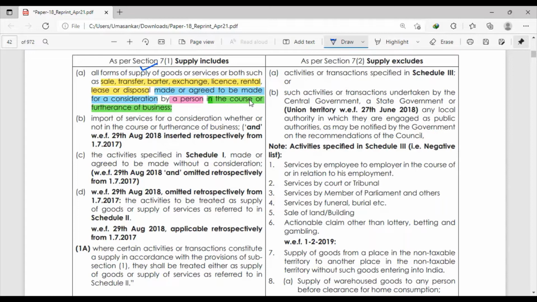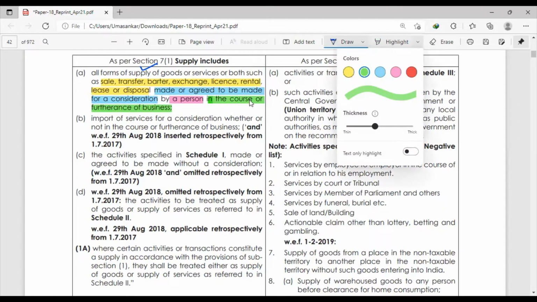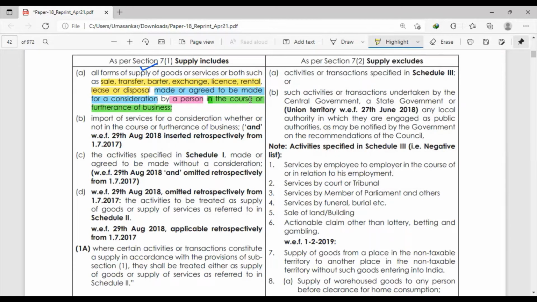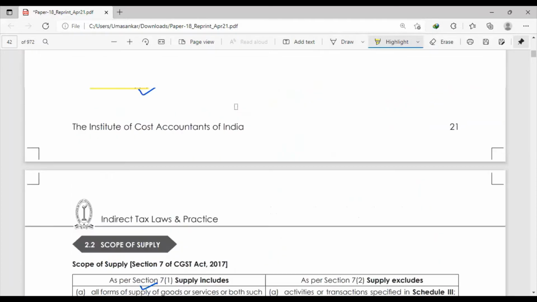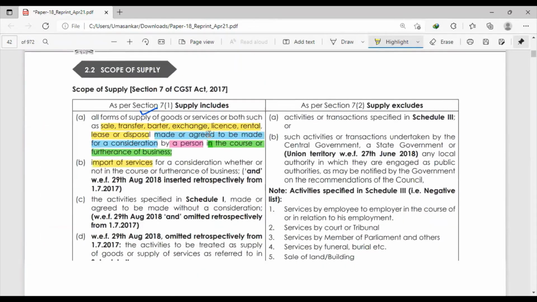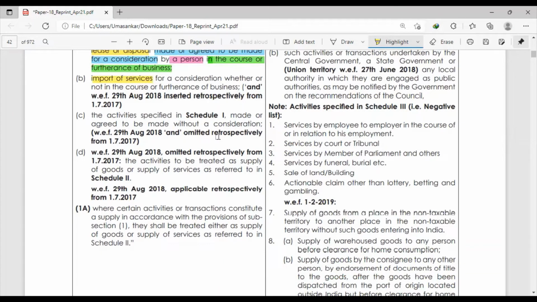We'll break these words and go through the understanding in further notes. Next, we'll go to the second point. Import of services. It will also include import of services for consideration whether or not in the course or furtherance of business. This one I've already seen above. Next, all the activities specified in Schedule 1. There are some schedules in which there are some activities. Those activities are also included in the definition of supply. Okay, next.